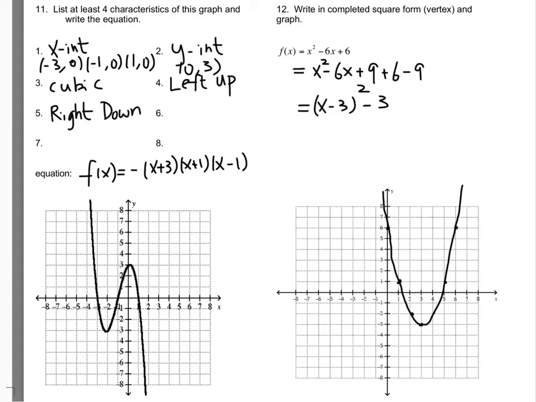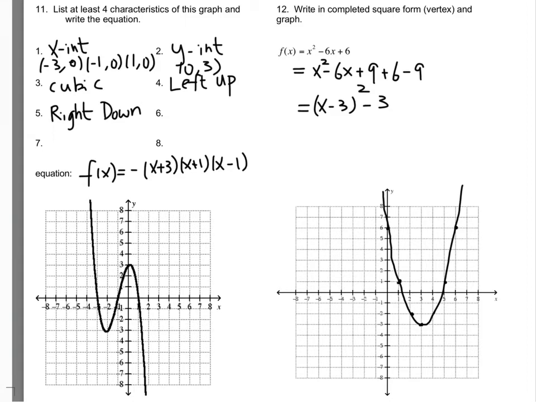Question number 11. List at least 4 characteristics of this graph and write the equations. So what are the prominent characteristics you see from this given graph? So first thing I see, the x-intercept is located at negative 3, negative 1, and 1. How about y-intercept? Y-intercept is located at (0, 3).